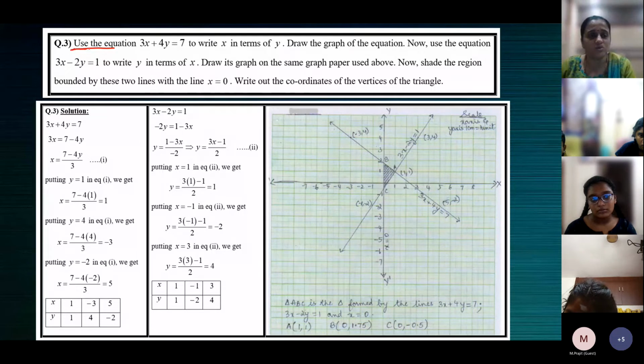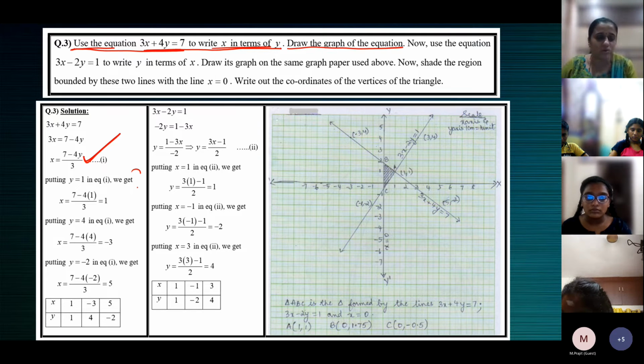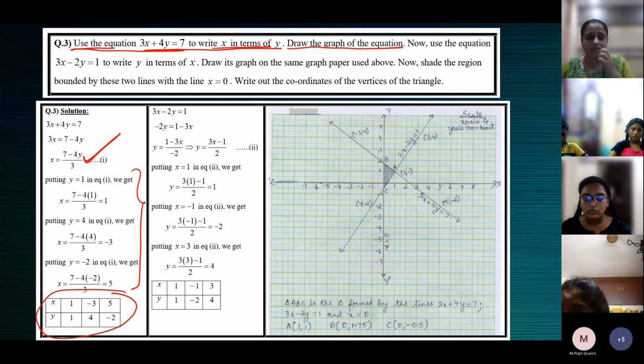So what is it here? Use the equation. This is the first equation, to write x in terms of y. We have written x in terms of y. What is the next thing? Draw the graph of the equation. So you must work all this, get this table, plot this and get the graph.